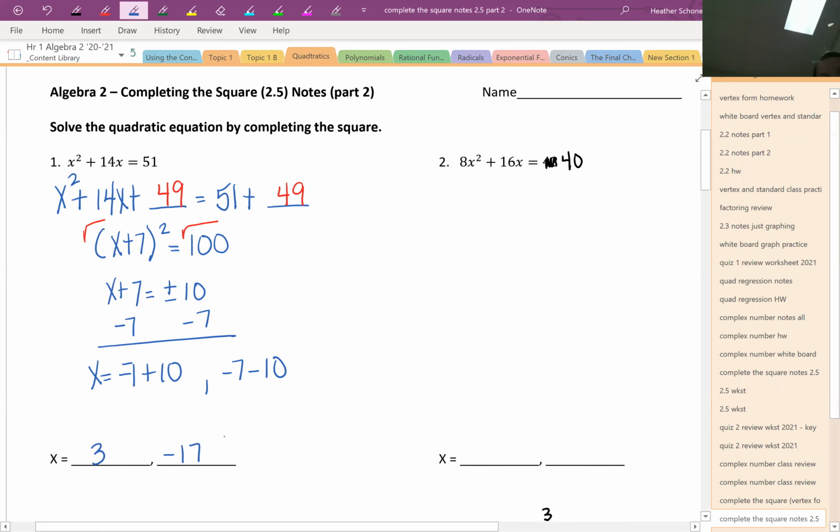Now, you could solve this equation another way. You could solve by factoring as well, but not everything is going to factor. So that is why we need other options. And one of the options is completing the square.